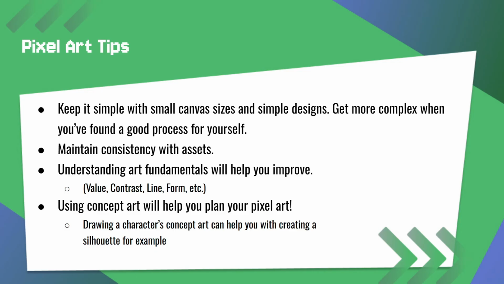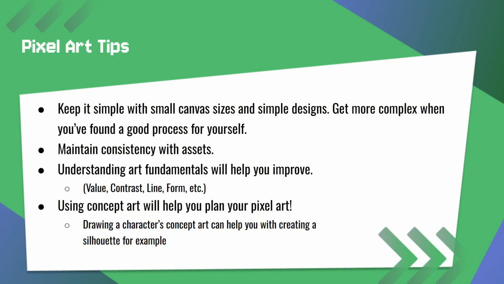Maintain consistency with assets. That was briefly mentioned in the process video, but generally, when you're making a game with primarily pixel art, you want to keep character sprites and item sprites around the same size. So your character is usually the same size as an item, like a toolbar, for example. Just make sure that things look consistent, because if things are missized, it's going to stand out a lot. Because usually with art in general, people notice the mistakes first, and that's rough. And speaking of art, understanding art fundamentals will help you improve. For example, value, contrast, line, and form.